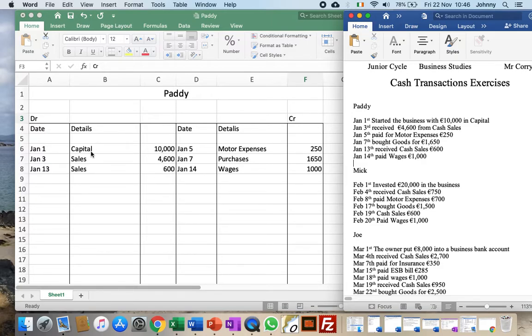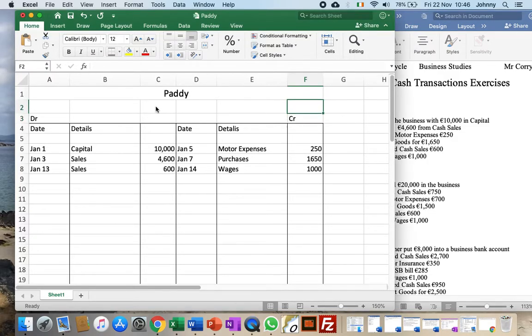So the names of the words we might use would be things that we would have seen before when we did final accounts in second year. So we have received money for capital, received money for sales, and we spent money on motor expenses, purchases. So when we bought goods, we called them purchases, and then we paid wages. So now we need to go and balance the account.